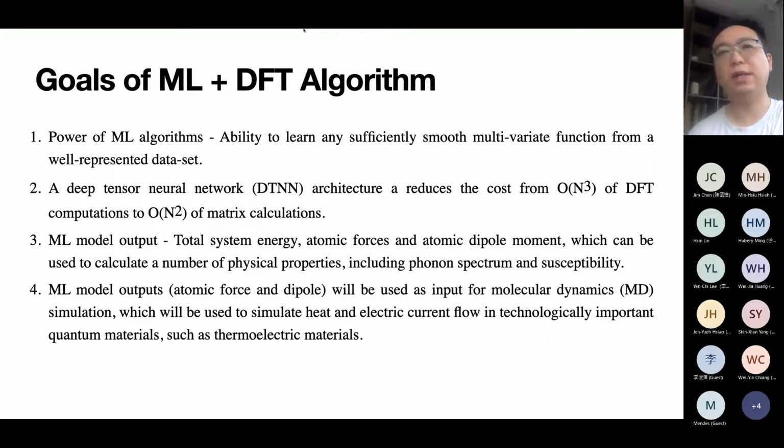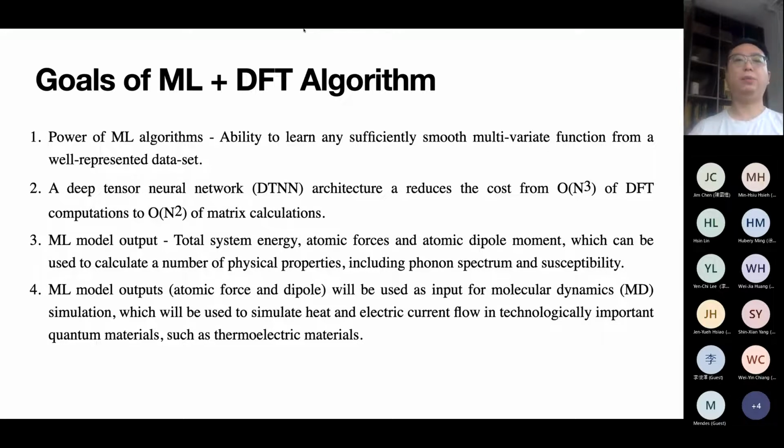The main reason for this is that DFT calculations have a cost of order n cubed, where n is the size of the system or number of atoms in the system. However, because all deep tensor neural networks are based on matrices, if we are able to use a deep tensor neural network to map a DFT calculation, then that reduces the calculation cost from order n cubed to order n squared.